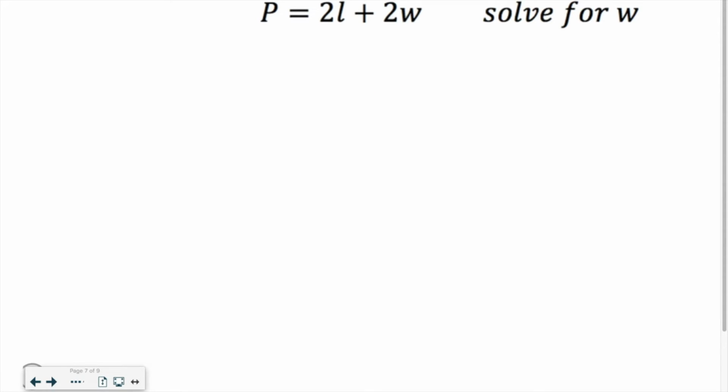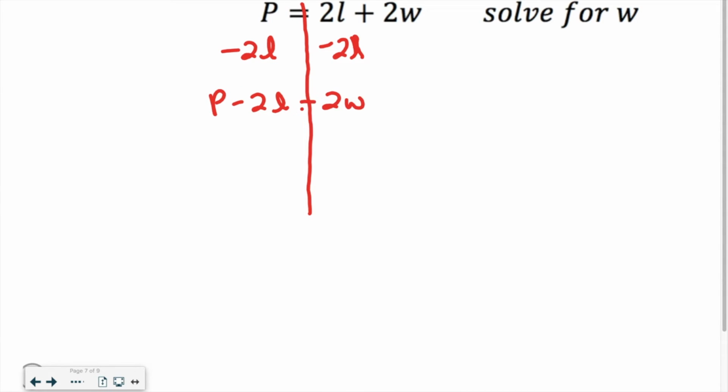And then solve for w. So draw your line again. We're going to subtract 2L on both sides. You're left with 2w on this side and p minus 2l on the other. Then divide by 2. And it's p minus 2l over 2 equals w.